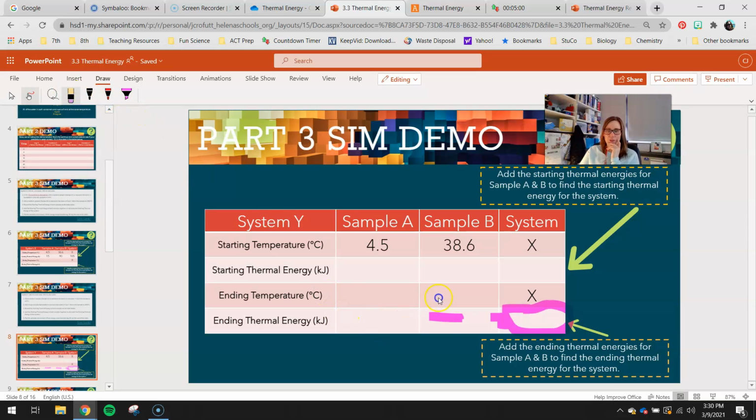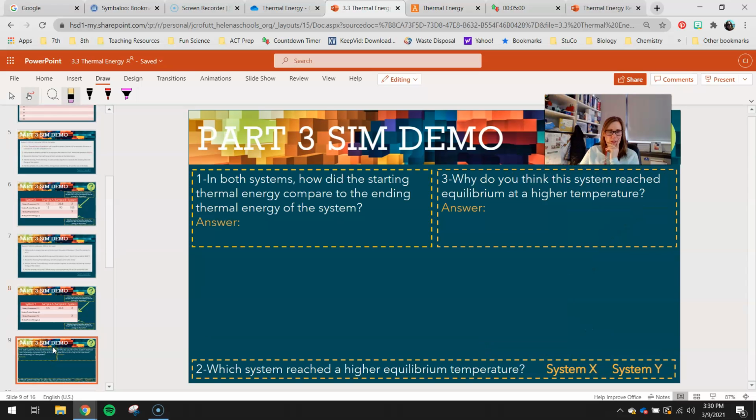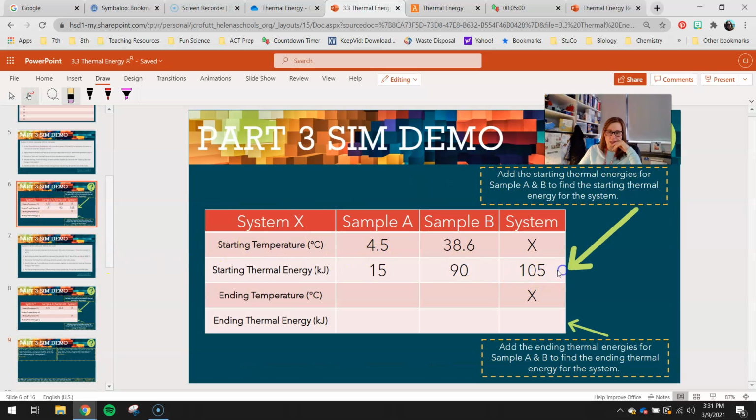Finally, you will answer these 3 questions. In both systems, how did the starting thermal energy compare to the ending thermal energy? So what you're going to want to do is go to slide 6 and look at the starting thermal energy. Oops, sorry. Right here. And compare that to your final thermal energy of the system. Then you're going to look at this one and do the same thing. So how did they compare?